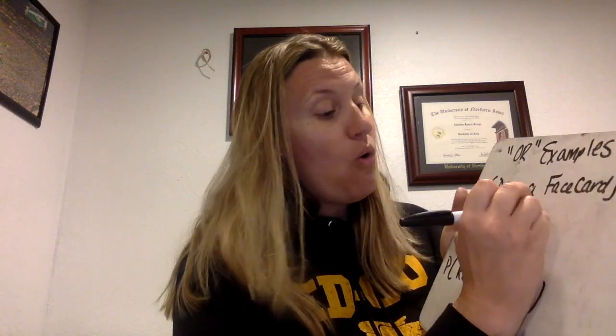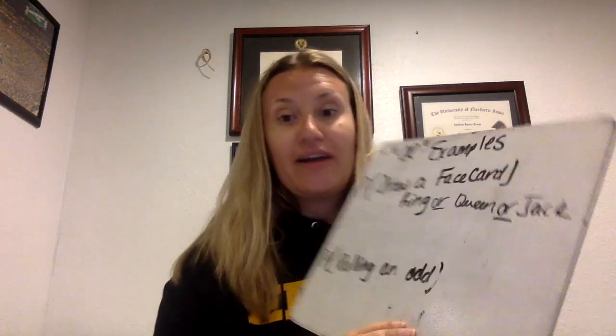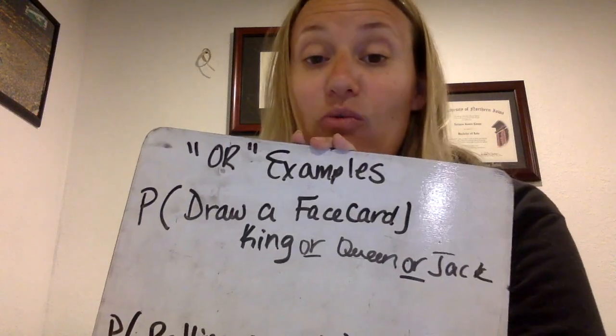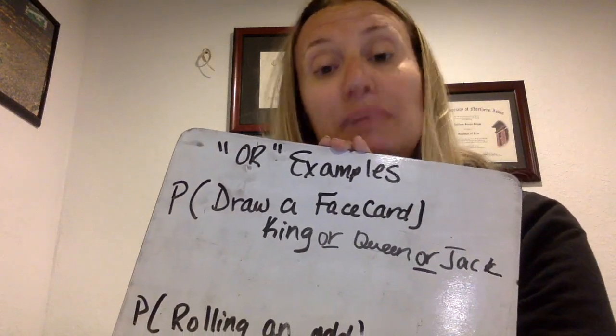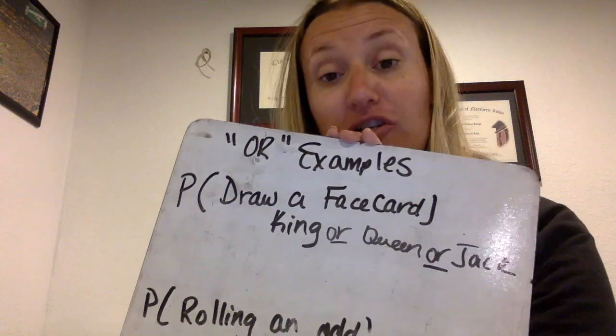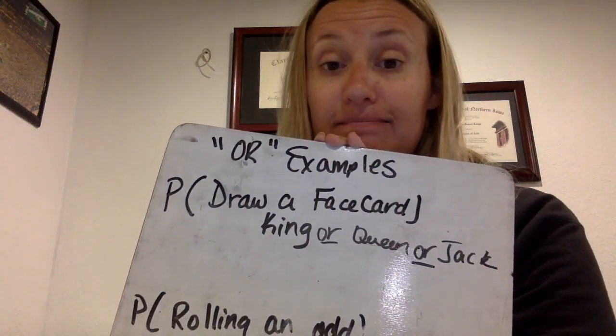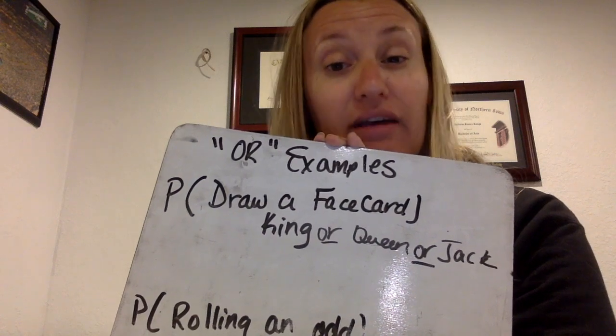Well, ladies and gentlemen, a face card is a king or a queen or a jack. So you may see a problem that you don't specifically see the word or, yet it still is implied, because how do you get a face card? You either draw a king or a queen or a jack. And that's how you get the probability of a face card.